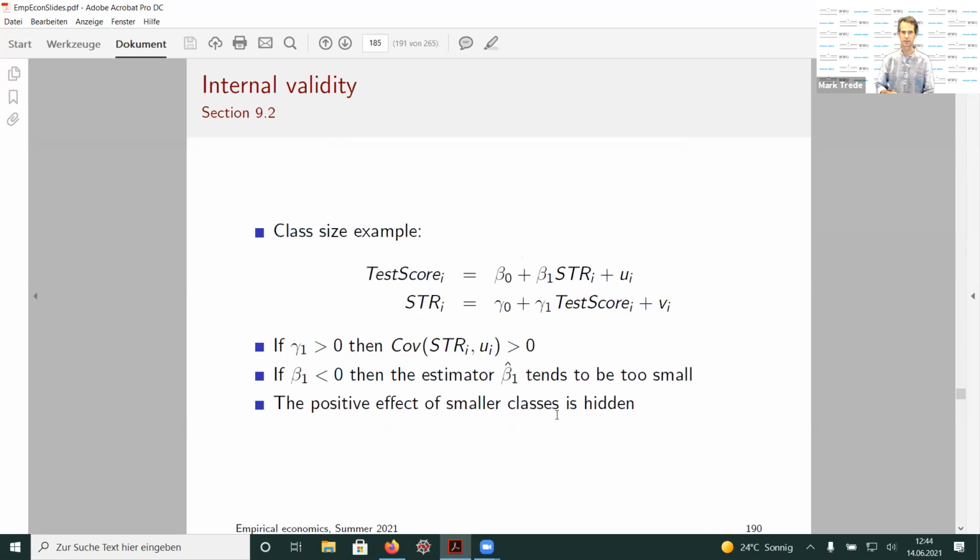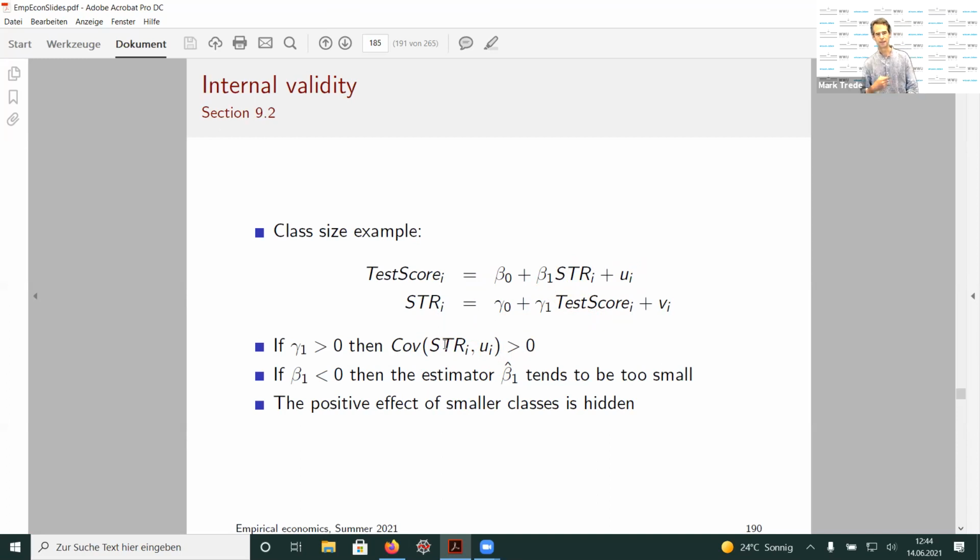So in the class size example, let's have a look. A large value of U would mean a high test score. A higher test score means less resources and larger classes. So gamma 1 would be positive, probably. We haven't tested that, but we a priori think that it will be positive. So a high value of U would be associated with a relatively large value of the class size. So there would be a positive relationship between the error term and the regressor.